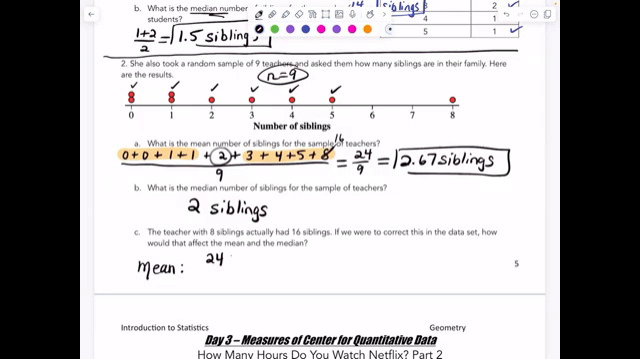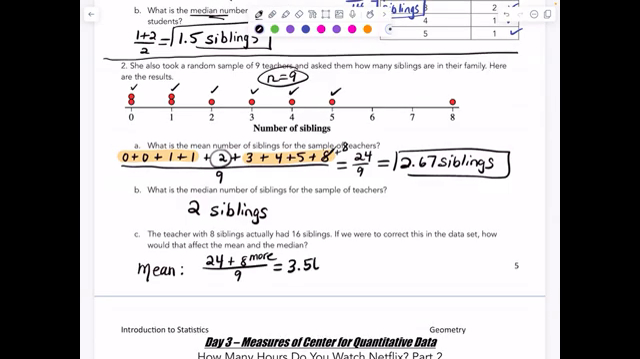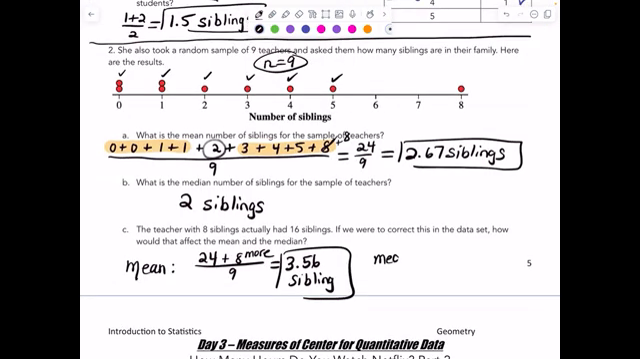plus 8 more, because actually if they said 8, I can just add 8 more to that to get 16. Dividing by 9, so my mean would be affected, 3.56, almost 1 whole more sibling. So that teacher would definitely be an outlier. But the median, because we're just replacing a number, 8 with 16, we still would count in, our median would still remain at 2 siblings.